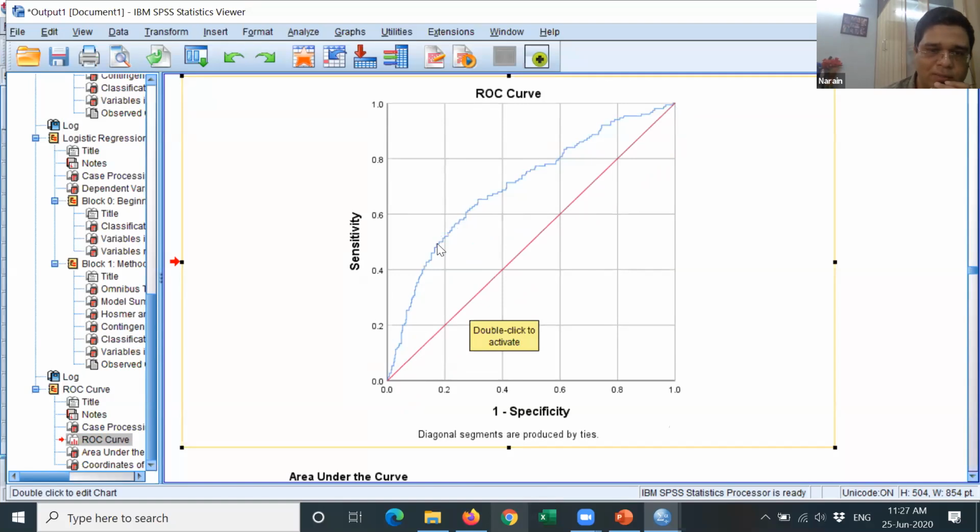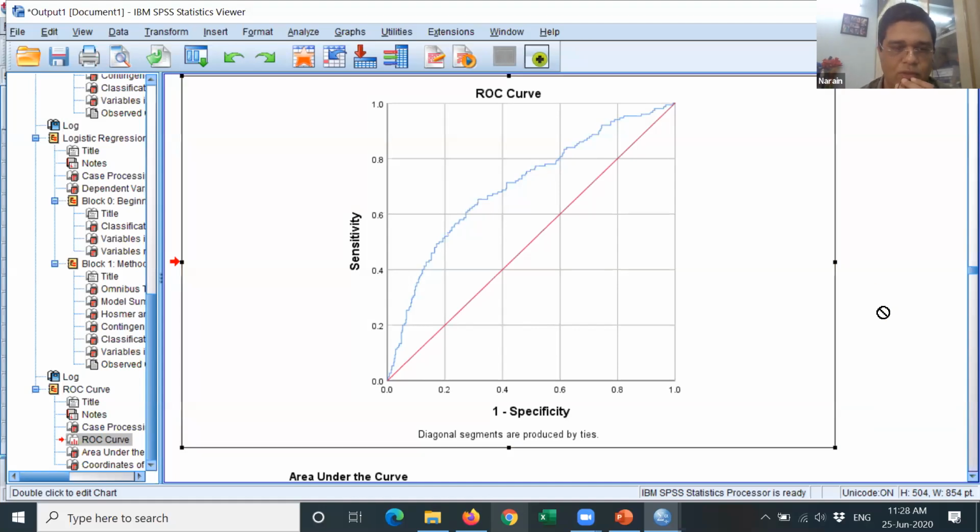That means there is a model which is working sometimes and making an error at other times. So how do we decide what that cutoff is? The Youden index says if you draw a line parallel to this red line which touches this ROC curve, then that point, that probability, is the best probability for making a classification. That's how the Youden index works.